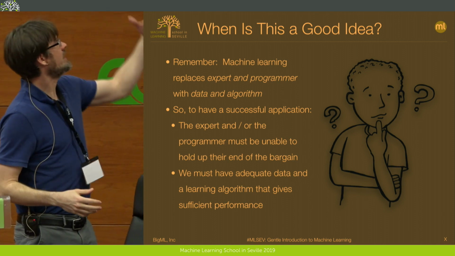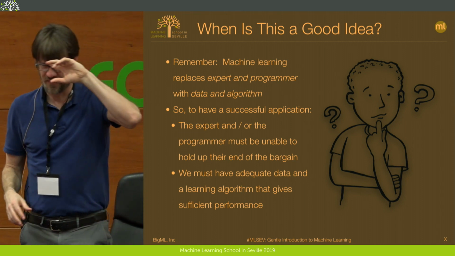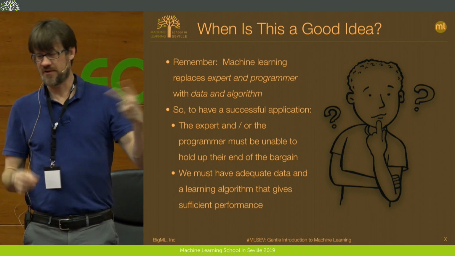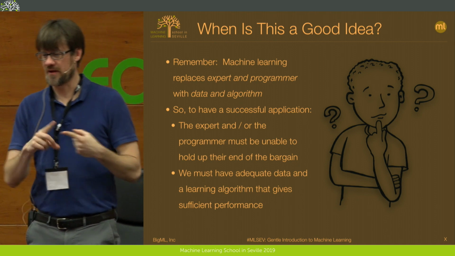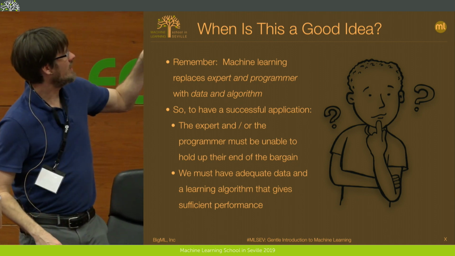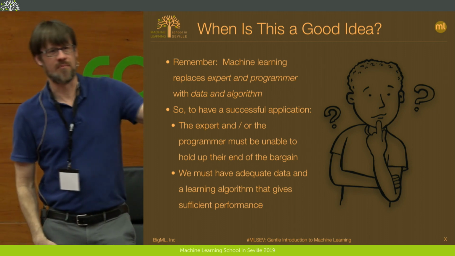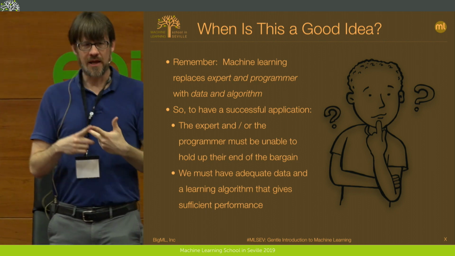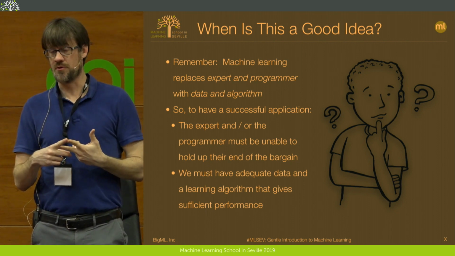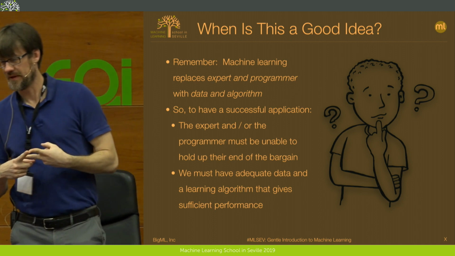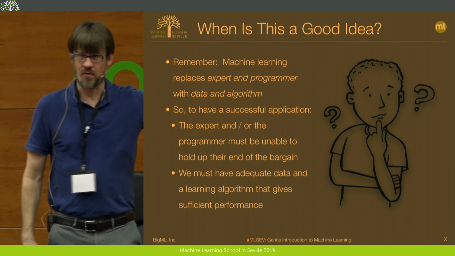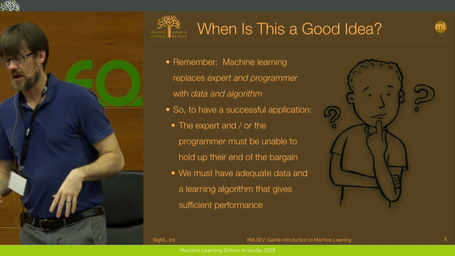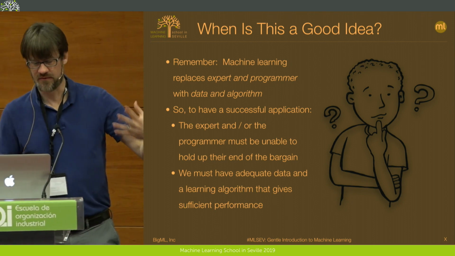So one way that I try to think about it is, again, from that perspective of expert systems. So remember, machine learning kind of replaces these traditional expert systems where you took two people, an expert and a programmer, and got them to build it for you instead of using the data in the algorithm. So to have a successful application of machine learning, you have to have some way that it's better than that. So you have to have either the expert or the programmer be either unable to do the job or unable to do the job fast enough. And we'll talk about what that looks like in a second. And then also on the other side of the coin, we have to have adequate data, and we have to have an algorithm that can take that data and provide the model that gives sufficient performance on the problem.